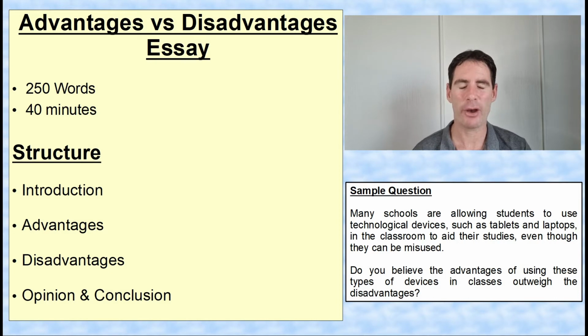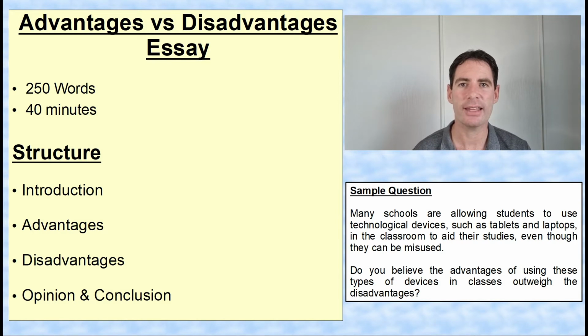The essay type I'm going to focus on today is the advantages and disadvantages essay. In this one, you need to decide if there are more positives or more negatives associated with the topic that they give you. It doesn't matter which one you choose, but your essay structure will depend on whether you believe there are more advantages or more disadvantages.